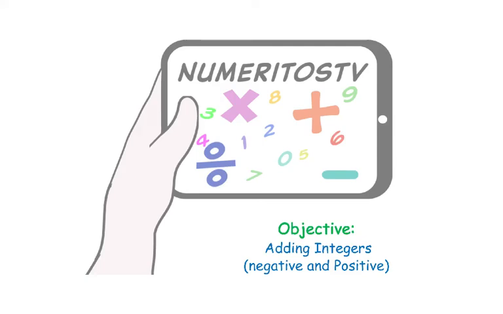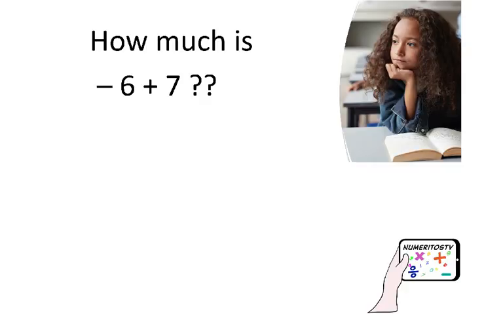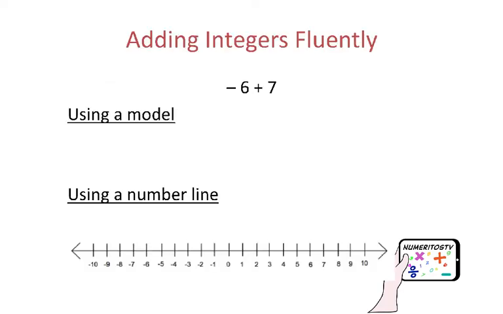The objective today is adding integers, negative and positive. How much is negative 6 plus 7? This could be tricky, right? But today I'm going to show you easy ways of adding negatives and positive integers.